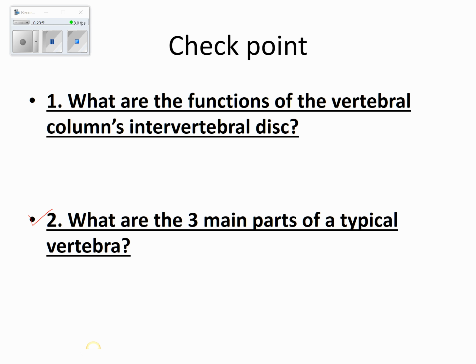What are the 3 main parts of a typical vertebra? The 3 main parts, remember, are going to be the body, the vertebral arch, and then several processes.